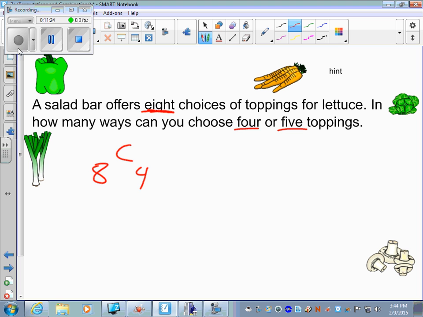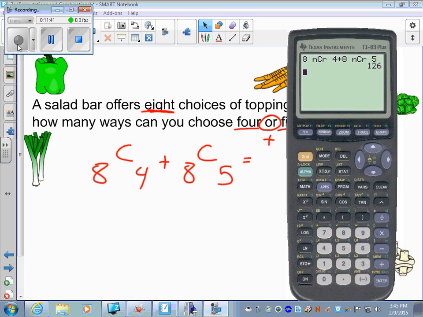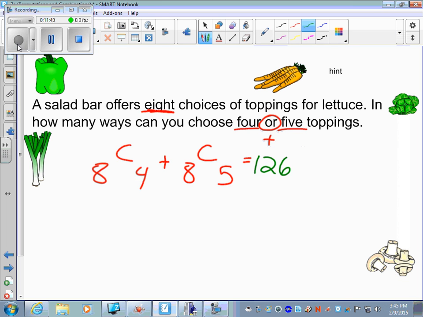The other one, and, is multiply. We're not going to get into that today. The other one is we have 8 total choices, combination of choosing 5 of them. So I did it on the calculator, it's a combination, and there's 126 different topping choices, or 4 or 5 different toppings. 126.